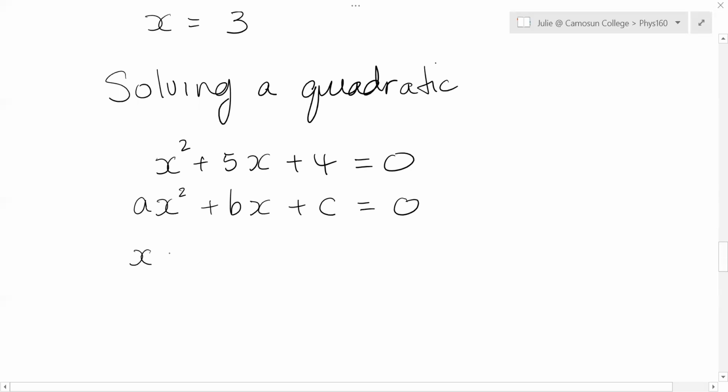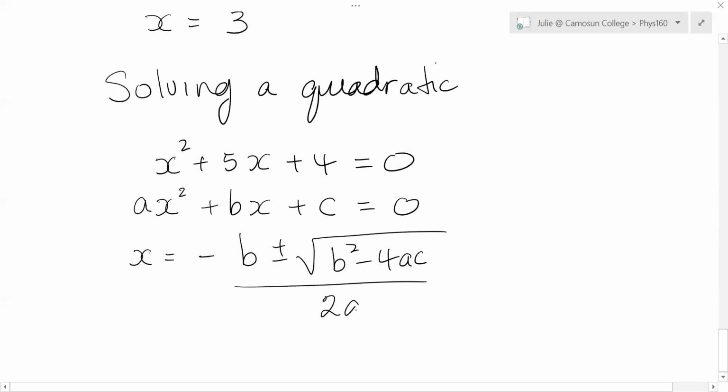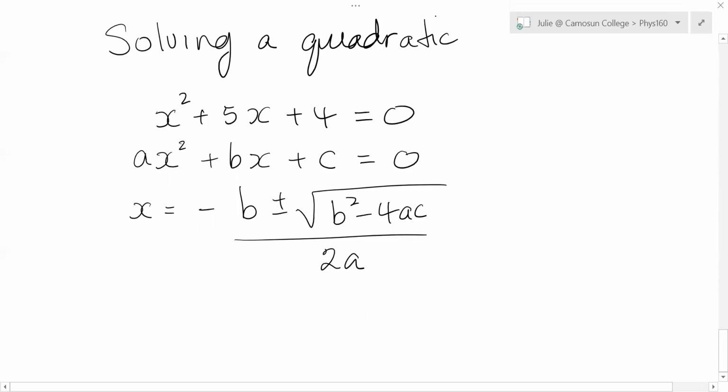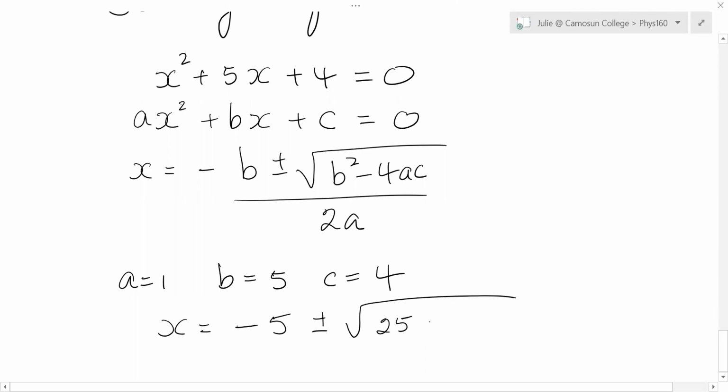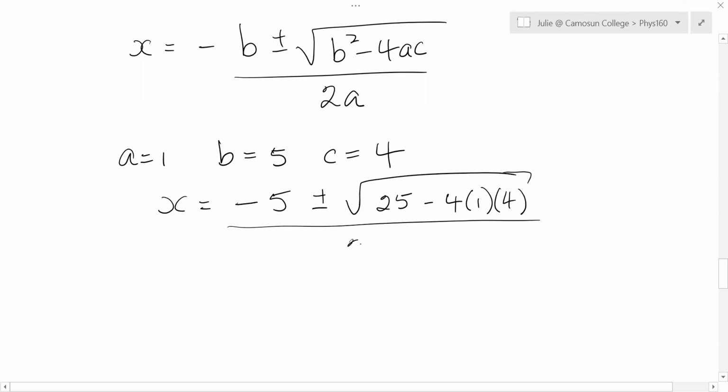Now this might look familiar. x is negative b plus or minus the root of b squared minus 4ac, all over 2a. That's the solution to the quadratic equation. So in our case here, a would be 1, b equals 5, and c equals 4. If you put that into the formula, you get negative 5 plus or minus the root of 5 squared, which is 25, minus 4 times 1 times 4, all divided by 2 times 1, which is 2.